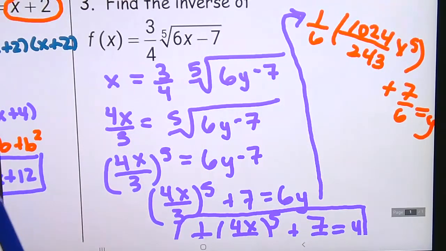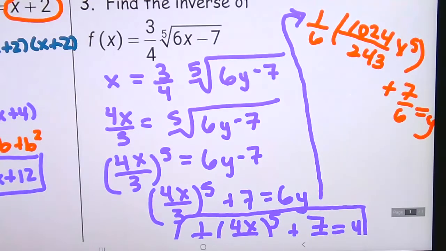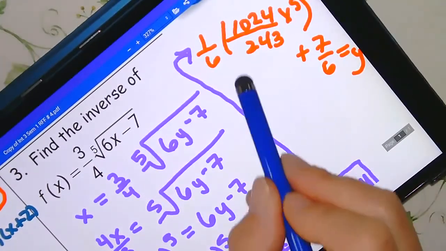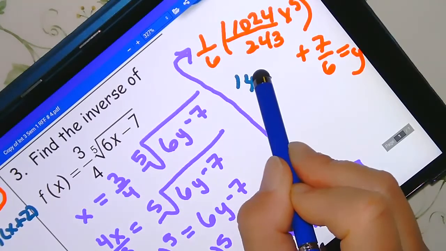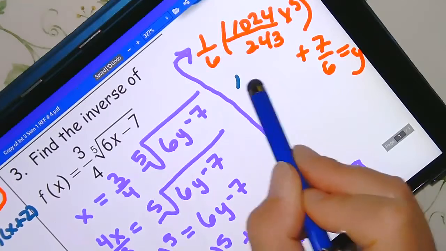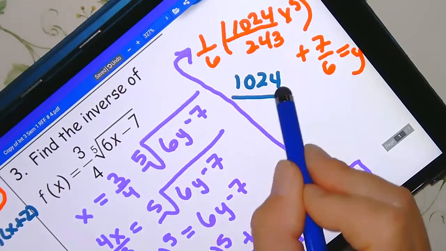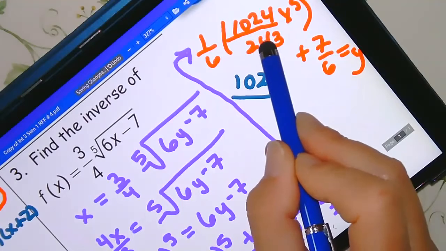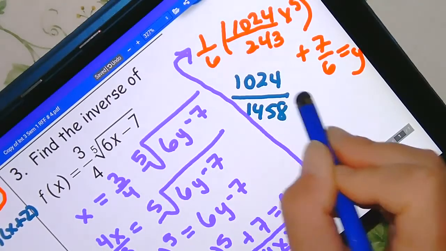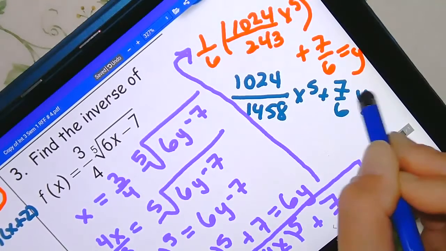So this is going to be, let me do this in a different color. So I'm going to be getting, and I'm going to turn this direction, sorry. I still have my 1024. Okay, again, that was my 4 to the 5th. And this was my 3 to the 5th. I'm going to times that by 6, which was 1458 x to the 5th plus 7/6 equals y.